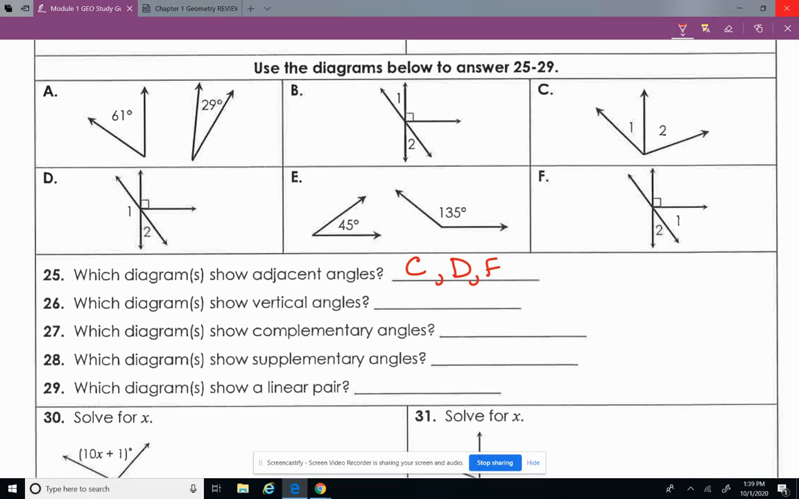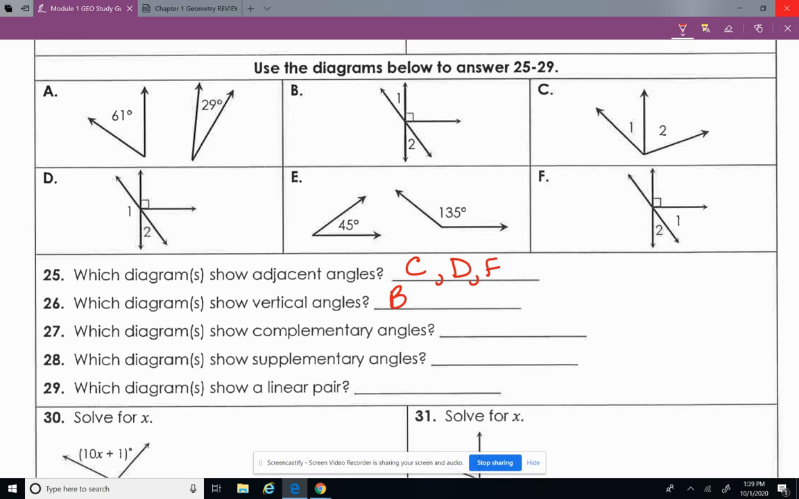All right, which diagram shows vertical angles? Well, I always think of X marks the spot. And if there's an X, I'm pretty sure there might be a vertical angle there. So definitely for B. Now, although there are some more X's in the other pictures, we're only talking about angles 1 and 2.